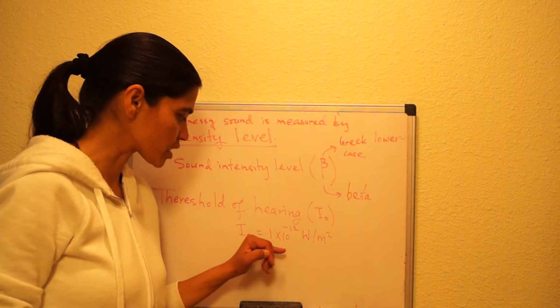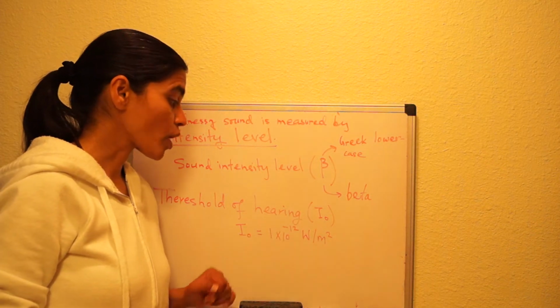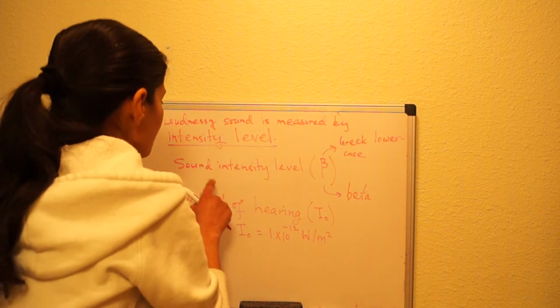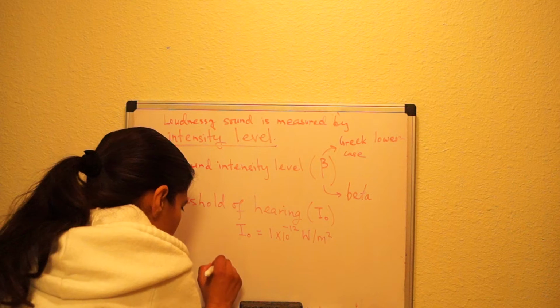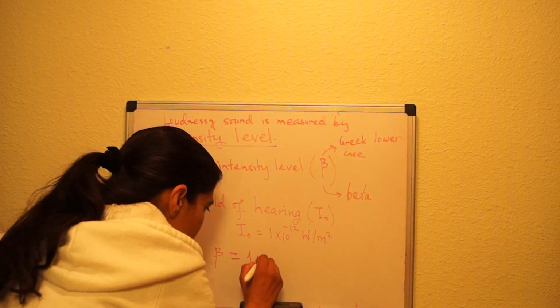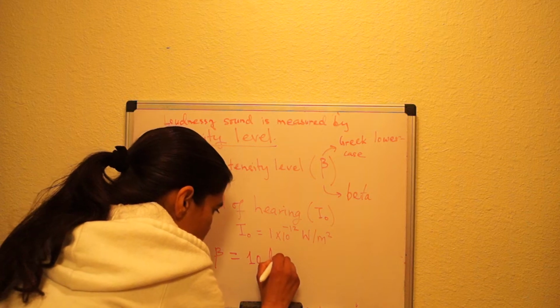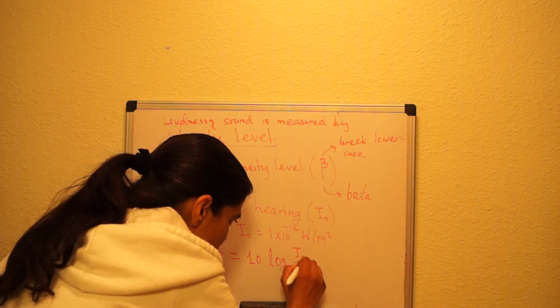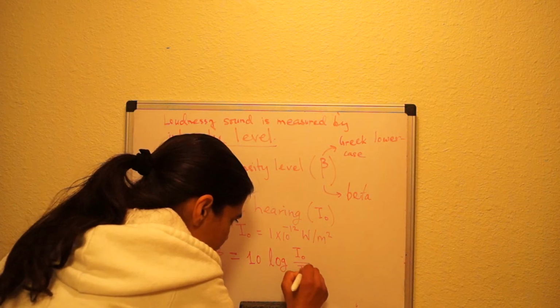So this is I naught equal to 10 to the power minus 12 watt per meter square. Once we have this, we can define this sound intensity level quantity beta. Beta is given as 10 log I naught by I, okay?